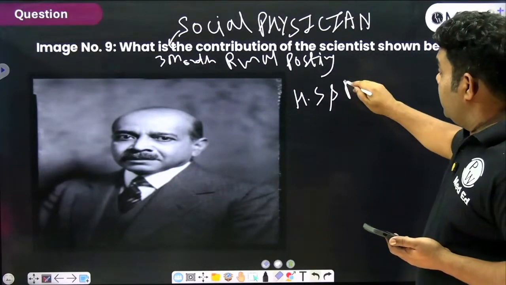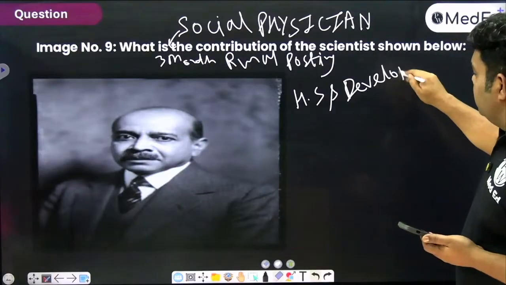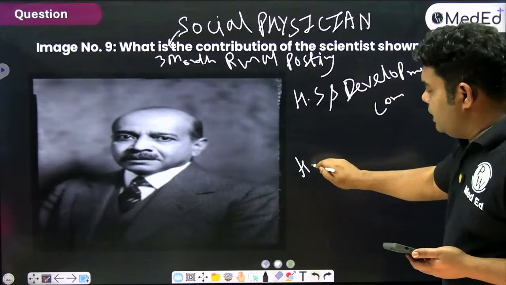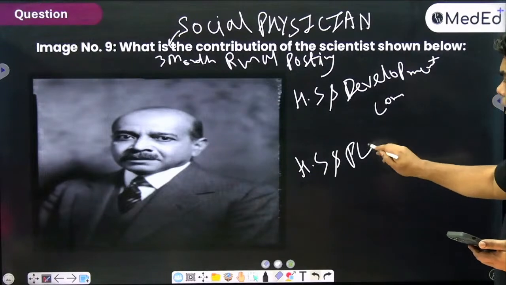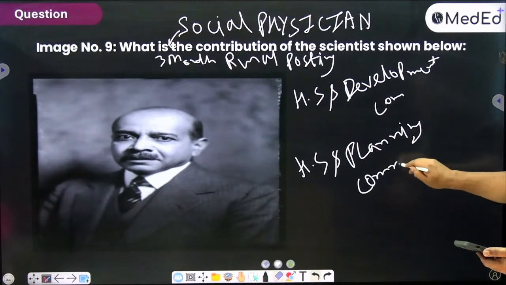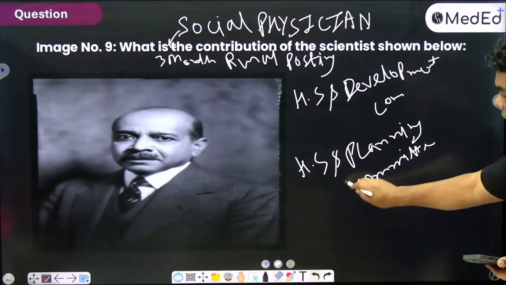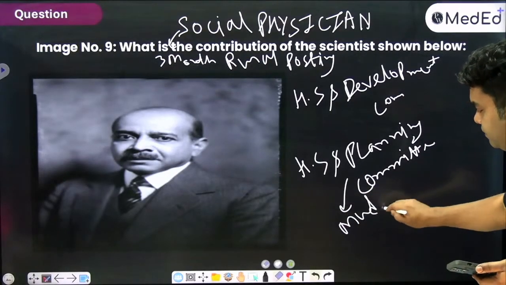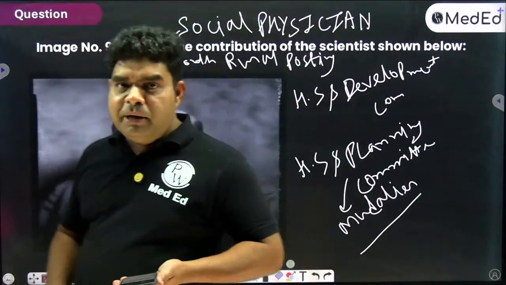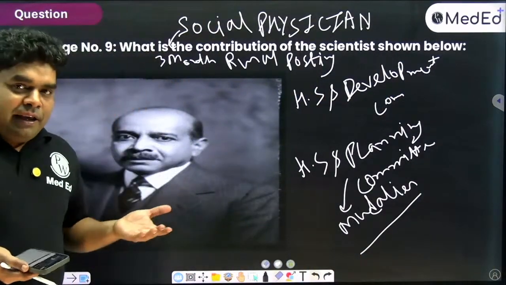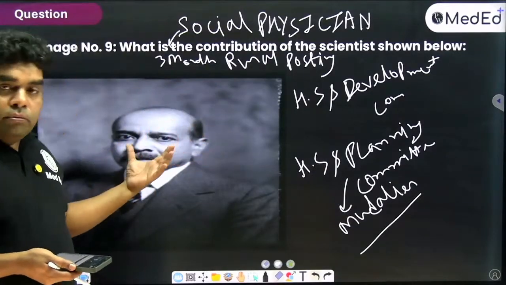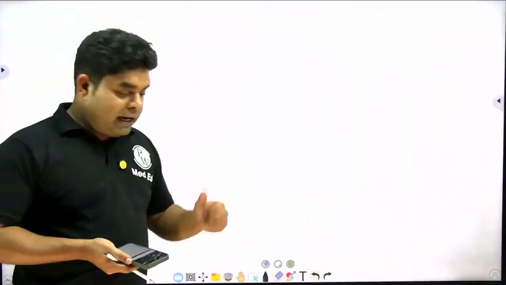No, Health Survey and Development Committee. So Health Survey and Development Committee is Bhore. But Health Survey and Planning Committee is the name of Mudaliar. So how will you remember it? These two different committees, Mudaliar and Bhore. Point is very simple. Bhore in Hindi means sunrise, which occurs first. And you can see sun rising from it also, so you can remember that also.